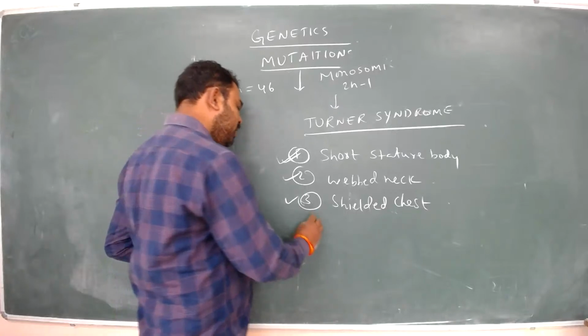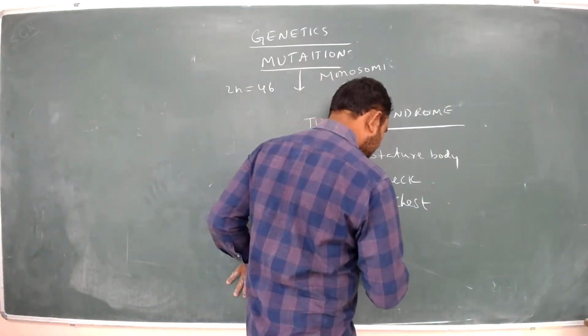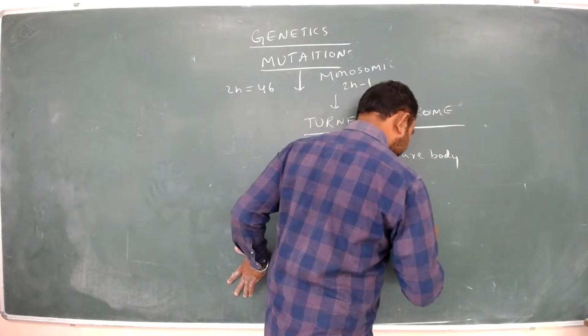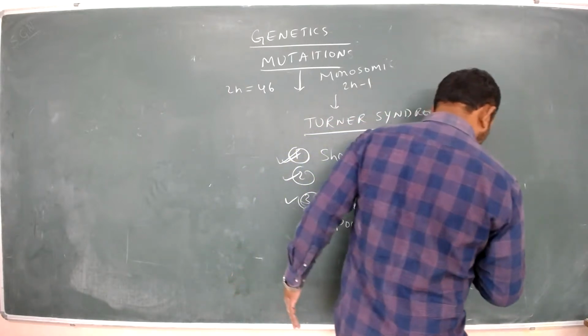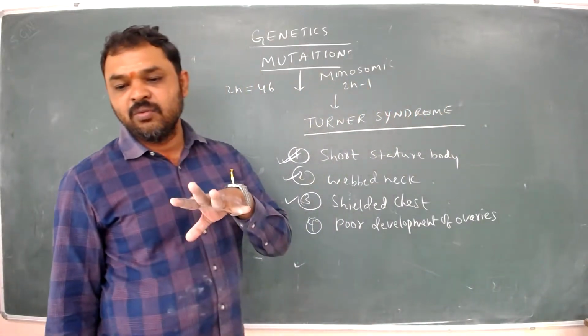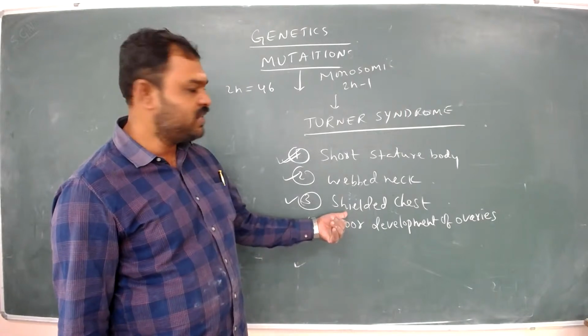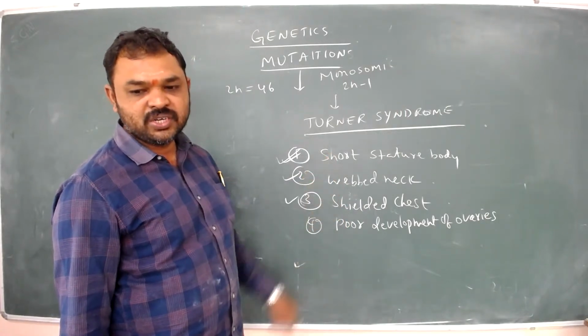And poor development of ovaries. The ovaries cannot develop well. So ovaries are poorly developed, along with shielded chest, webbed neck, and short stature body.